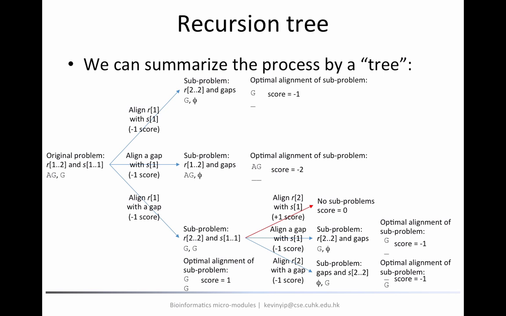Now we go back to the first step. Among the three possibilities, the first branch will lead to a score of -2, the second one -3, and the third one will be -1 plus 1, that is 0. So the third branch is the best one. So we take it, and we get the optimal alignment of A aligned to a gap, G aligned to the G, and the overall score is 0.